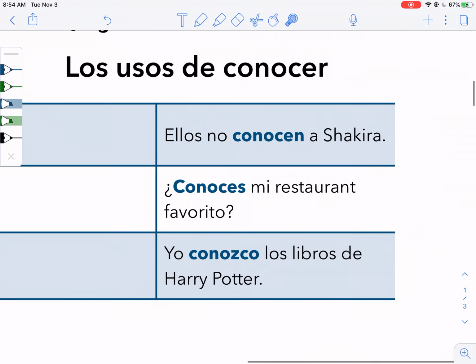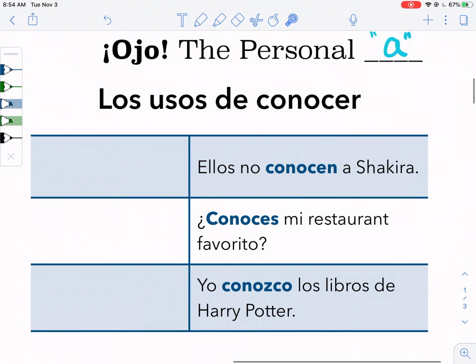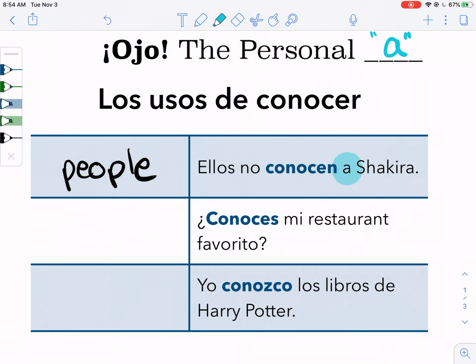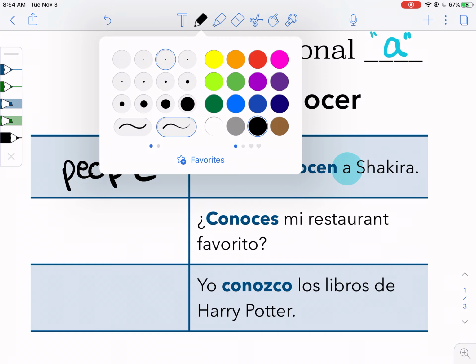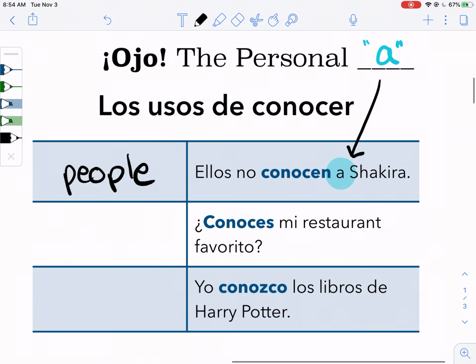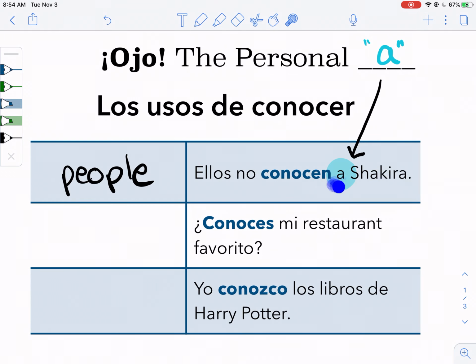Conocer, on the other hand, we use for people. So if you know somebody, like Shakira, or you don't know Shakira, ellos no conocen a Shakira. And check it out. That's where our a comes in. When you have conocer with a person, you need to include a before that person's name. So ellos no conocen a Shakira.